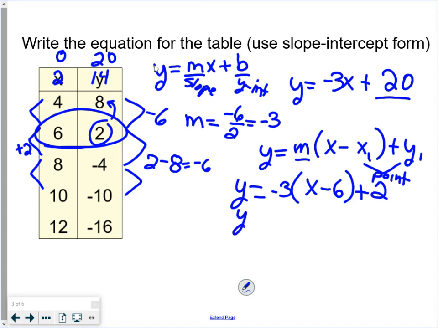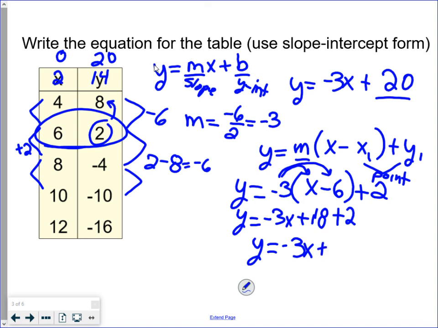Now we're going to simplify, and we remember we distribute negative 3 times x, and then negative 3 times negative 6 is positive 18. And then we still have our plus 2. So our equation is y equals negative 3x plus 20.